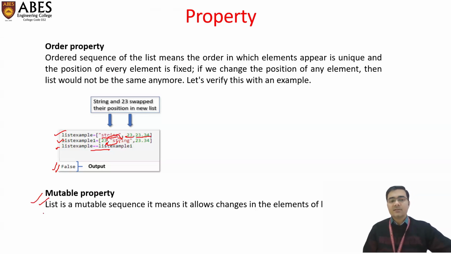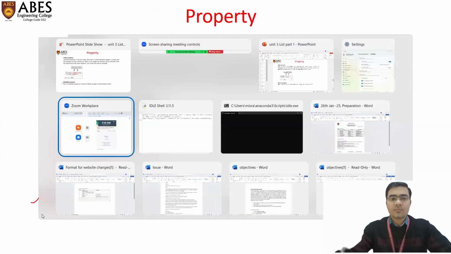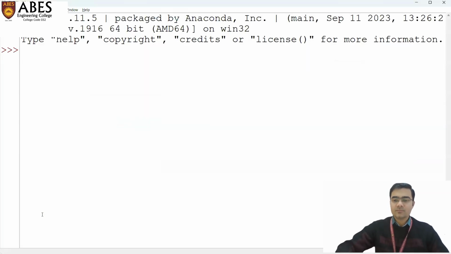The mutable property says the list is a mutable sequence. It means it allows changes in the elements of the list. If you want to update any element in a given list, then you can update such an element. I will also show this in the IDLE interpreter. Now we will implement all these things, slicing and both the properties. So let's take an example of a list.